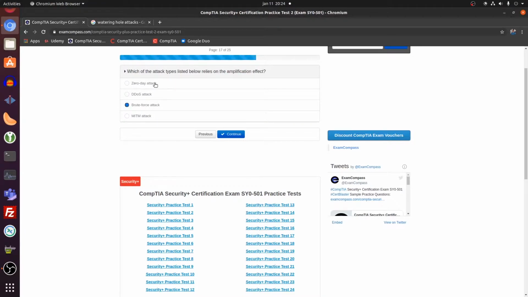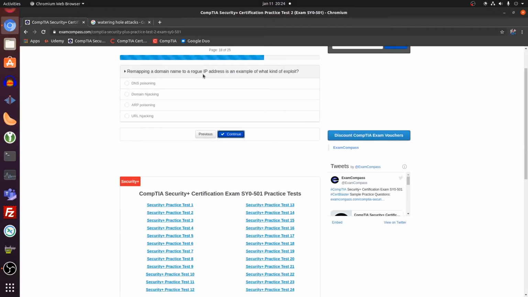A zero-day attack is an attack that's just out there, that hasn't been patched yet, and that's unknown to the person on the other side protecting the system. Distributed denial of service attack is something else. Brute force attack, application. I think it's DDoS. Brute force attack is man-in-the-middle attack. I think it's a DDoS.